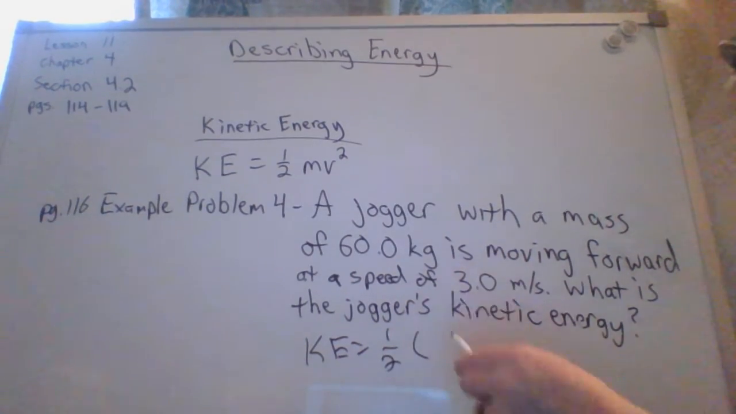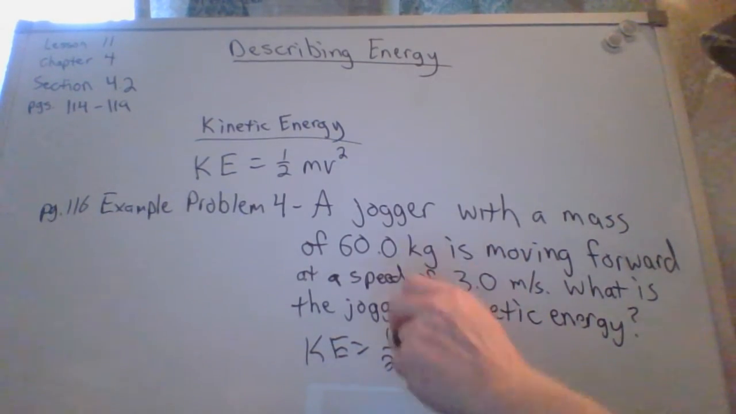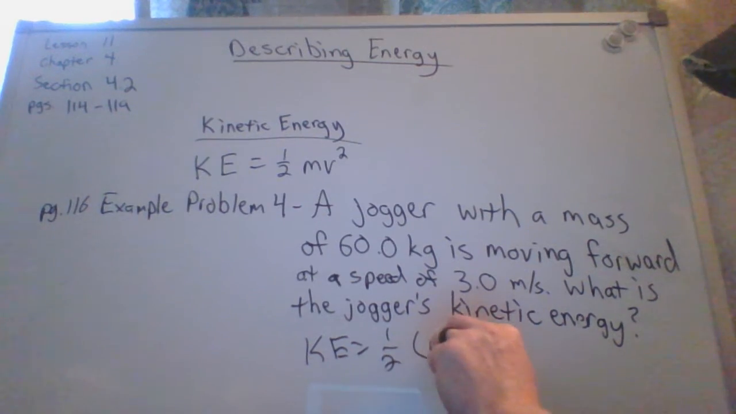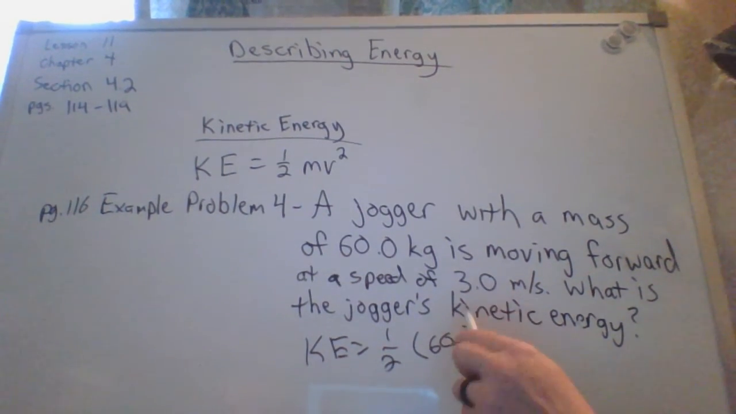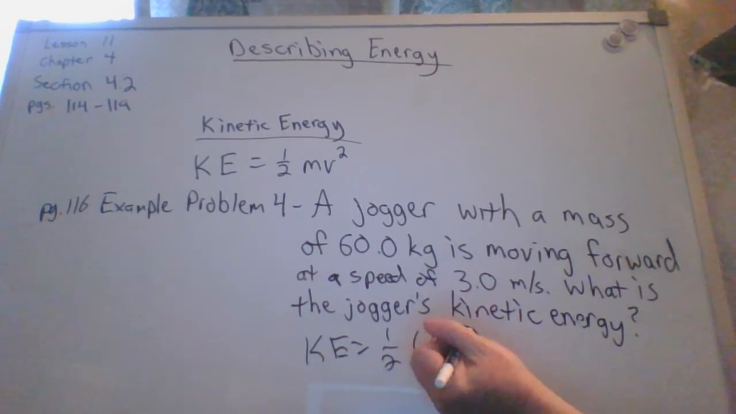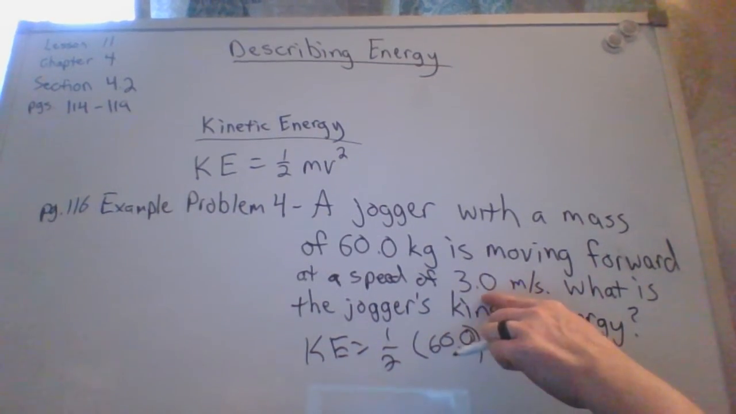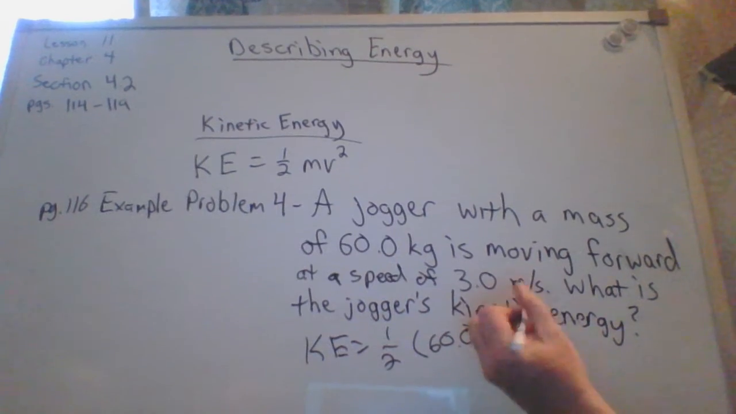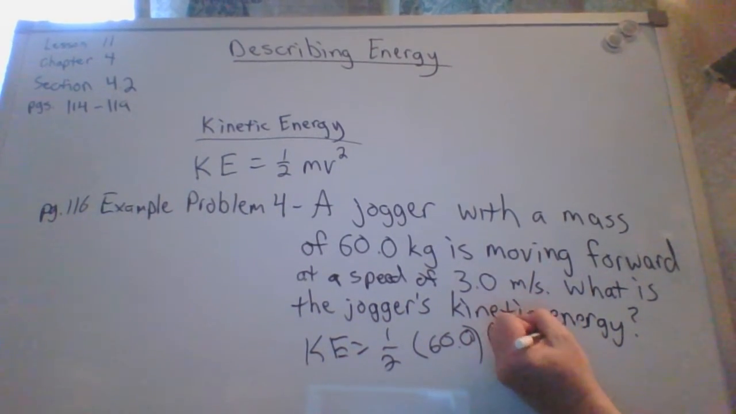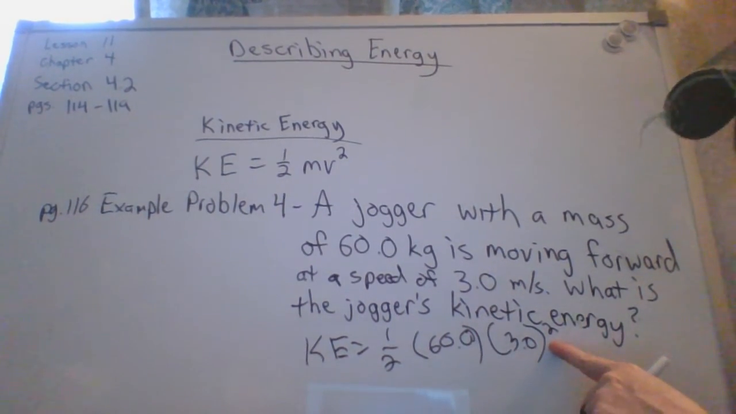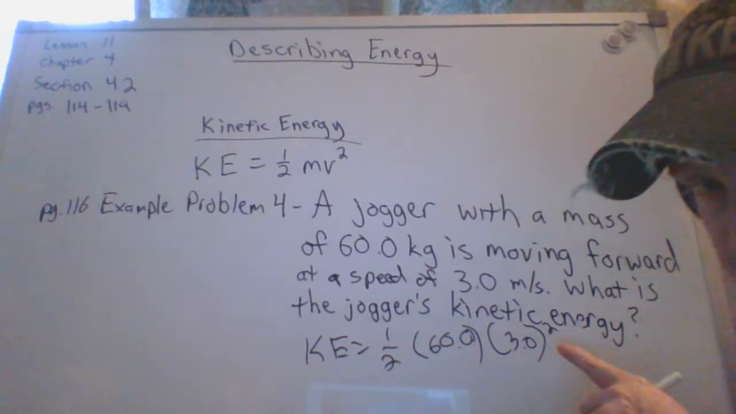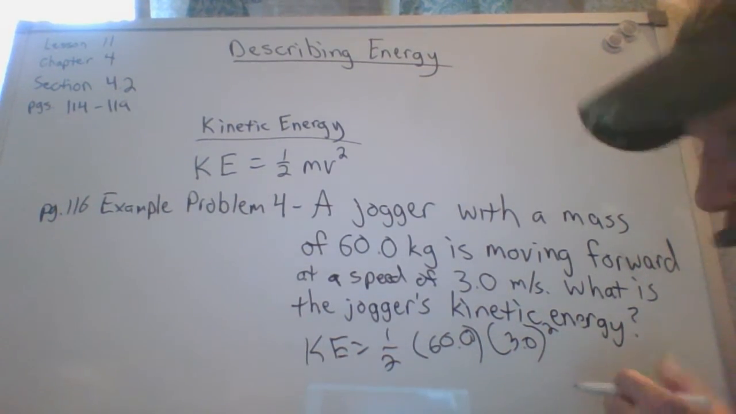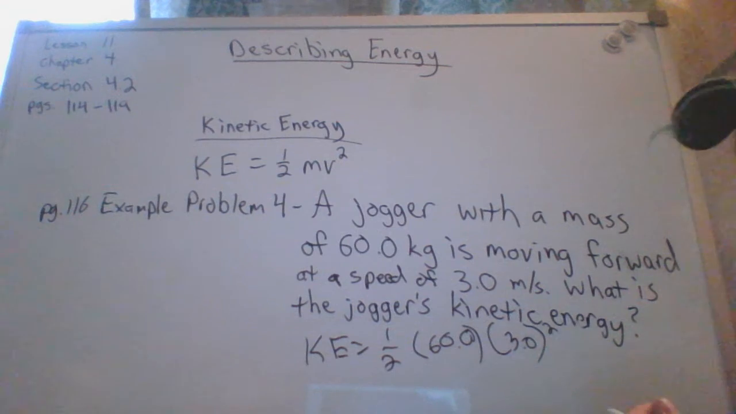I'll put it in parentheses. Our mass is 60.0. What is our velocity? Our velocity is 3.0, so we have to square that. 3.0 squared. We have to do this first. 3 squared, you can use your calculator if you want. 3 times 3 equals 9.